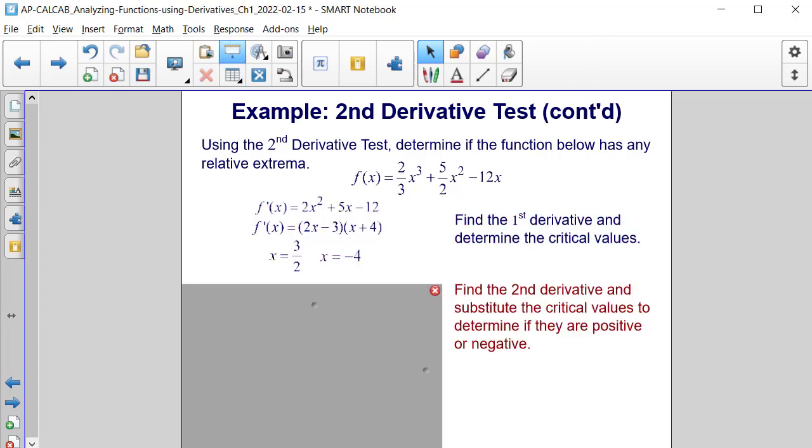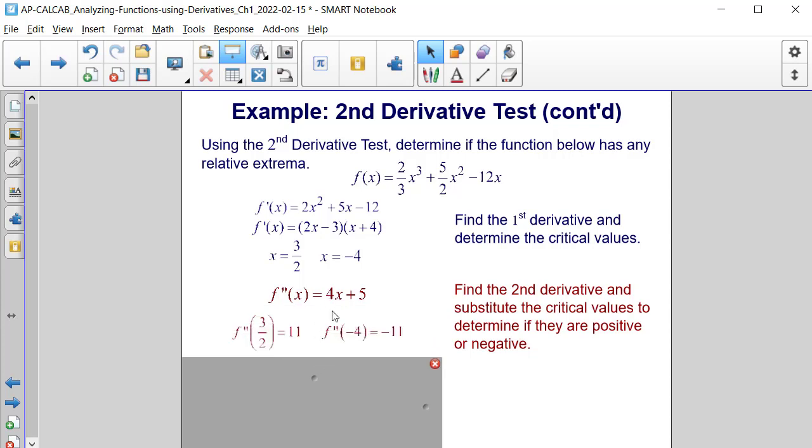Next, find the second derivative. If f prime of x is 2x squared plus 5x minus 12, our second derivative, or f double prime of x, is going to be 4x plus 5. Once we have the second derivative, we can substitute these critical values into it in order to determine if it's positive, concave up, or negative, concave down. If we substitute 3/2 in there, 4 times 3/2 is 6, plus 5 is 11, and then f double prime of -4 is going to be -16 plus 5, which is -11.